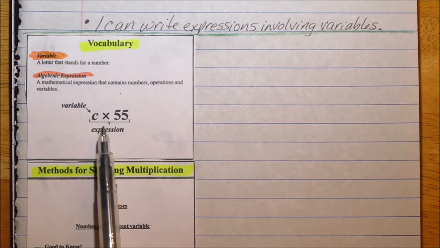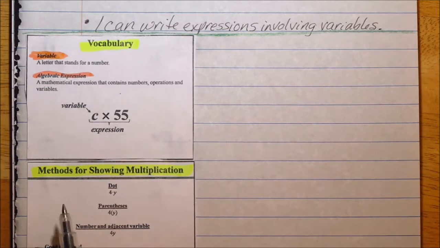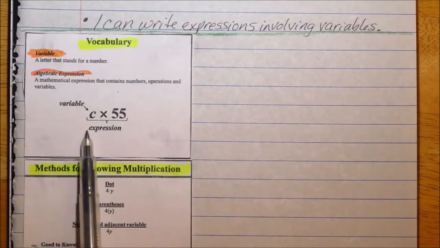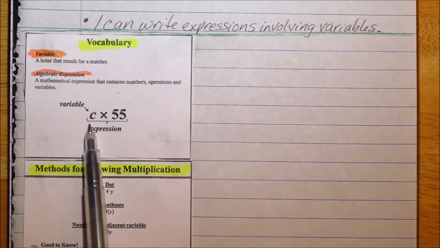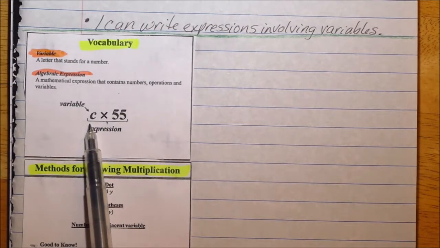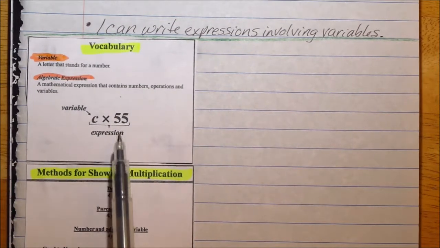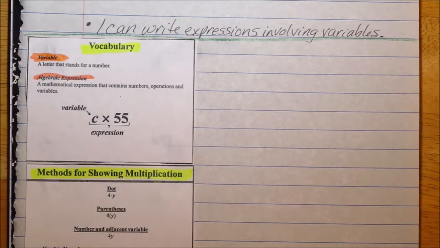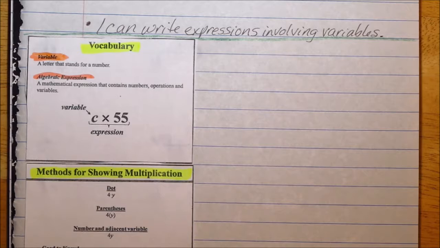Because X is a very common letter that we use for variables, and we wouldn't want to confuse this X and X for this multiplication symbol. But anyway, in this example, they are showing you an expression here. And the expression is C times 55. C is the variable. We don't know what C stands for. We don't know what its value is. And the variable with the operation, with a number altogether, creates an algebraic expression. We'll usually just shorten that to an expression, but officially, because of the variable, it means it's an algebraic expression.